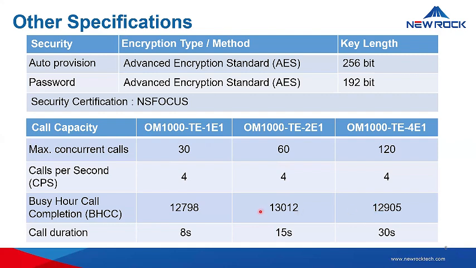Here, for calls per second, the CPS, we handle up to 4 CPS. For 1E1, the maximum concurrent call is 30, and the BHCC, or call completion, is 12,798. For 2E1, it doubles the concurrent calls of 1E1, which is 60, and almost the same, 13,000 BHCC. And for 4E1, the maximum is 120 and approximately 13,000 for the call completion.